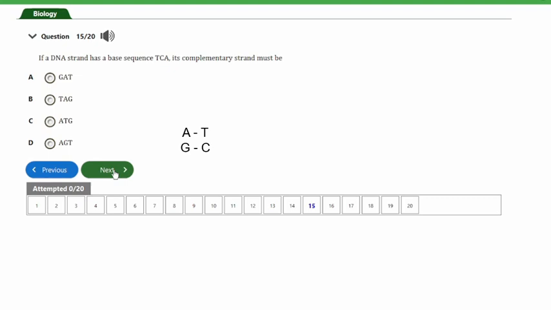So guys, you have the sequence here. So you see the correct answer we are choosing here is option D, and that's AGT.